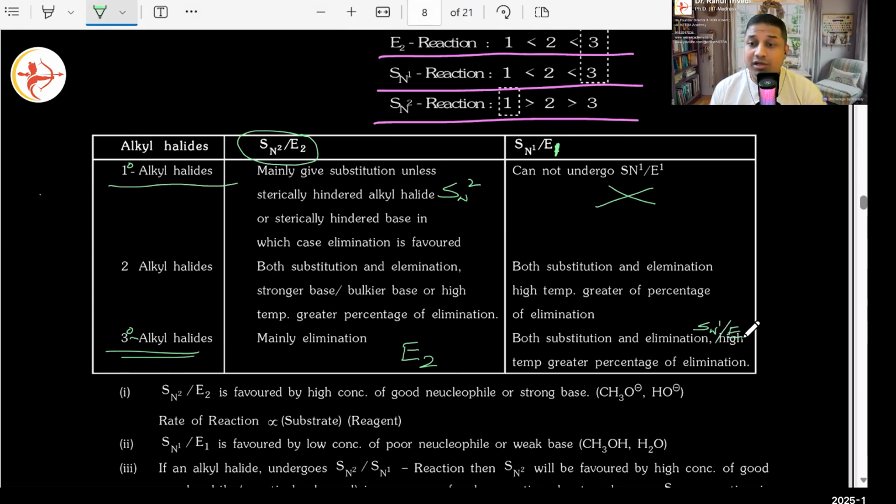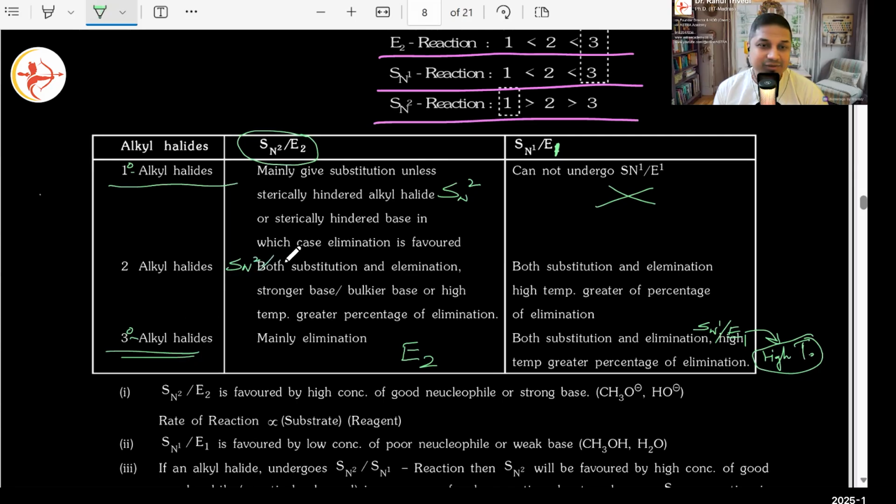But yes, E1 can happen more if there is high temperature. That means special cases: either high temperature, or a very strong base, or a very bulky base and all that. Good? Good. At the same time, when it comes to these middle rows, either of them can happen.